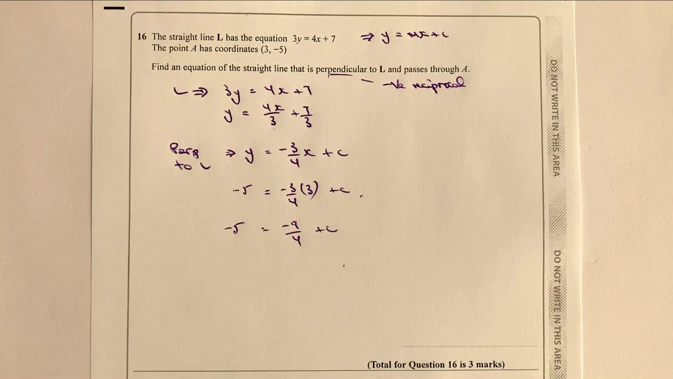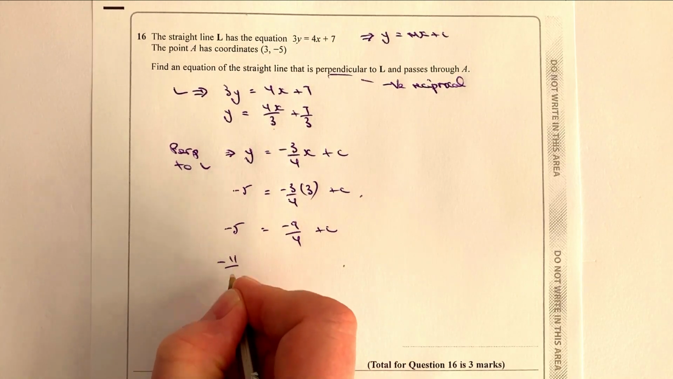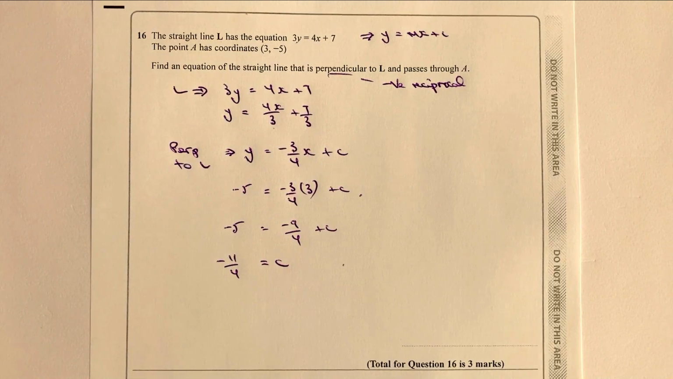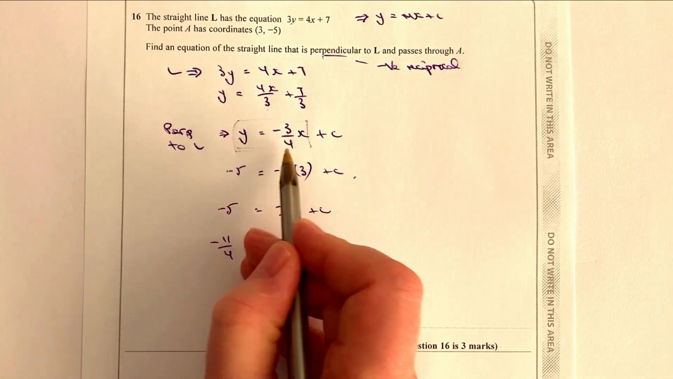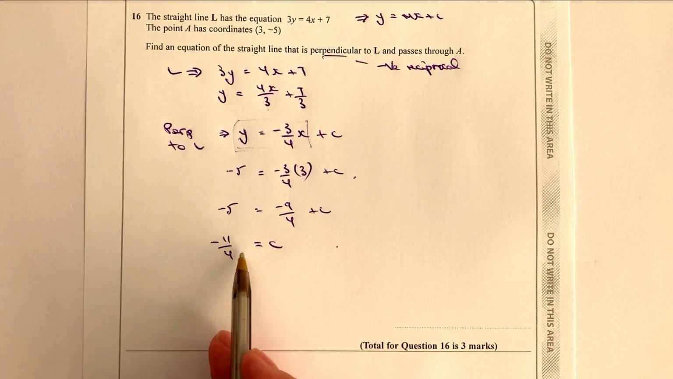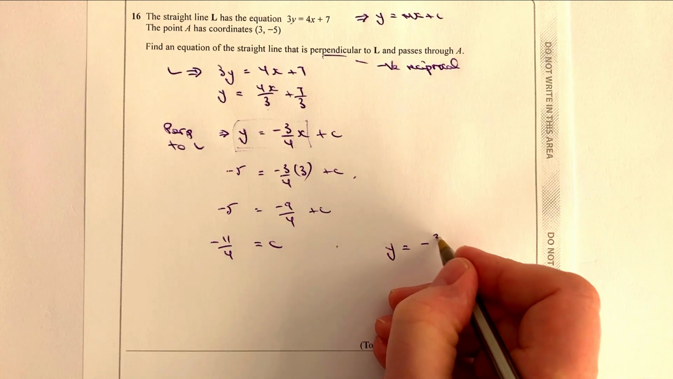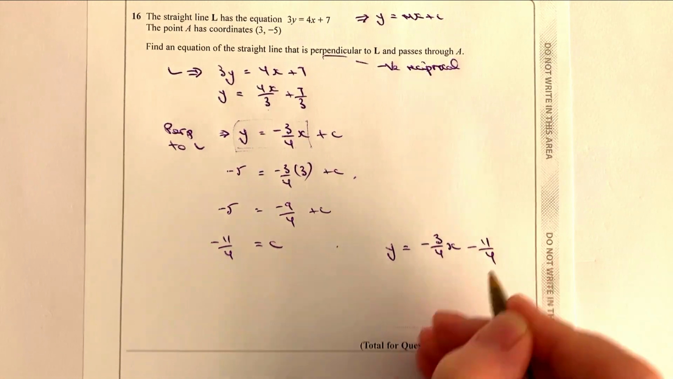Okay, now you can really just put this into a calculator if you want to. I won't spend too much time working this out with you, but if you work this into a calculator, you get minus 11 over 4 equals c. So therefore we can now write the full equation of the line, which is going to be this bit, which is the gradient, plus the constant. So the answer to the question is y equals minus 3 over 4 x minus 11 over 4.